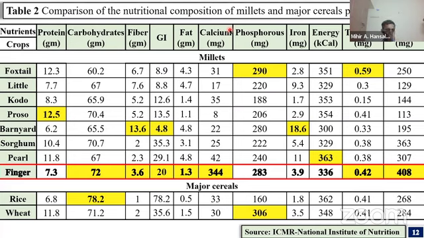If we compare finger millet and all other millets to the major cereals like rice and wheat, then finger millet is rich in carbohydrate compared to all other millets. It is also rich in fiber compared to major cereals like rice and wheat. And the glycemic index, which is a ratio of carbohydrate divided by fiber, is very low compared to the major cereals rice and wheat. The fat percent is also very low compared to major cereals like wheat. And calcium and potassium are highest in finger millet compared to all other millets and major cereals.